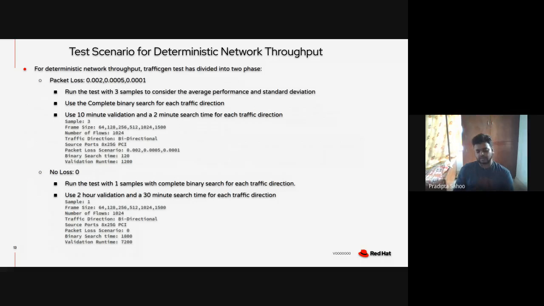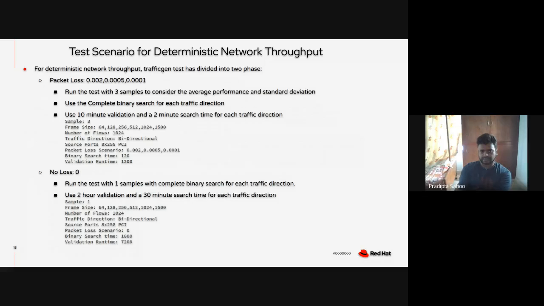Once we completed the deployment and did the validation of latency measurement, we continued the test for network throughput, where we divided the test into two scenarios. The first test scenario refers to the packet loss of 0.002, 0.005 and 0.001, where we did the testing with three samples to consider the average performance and standard deviation in each sample rate.